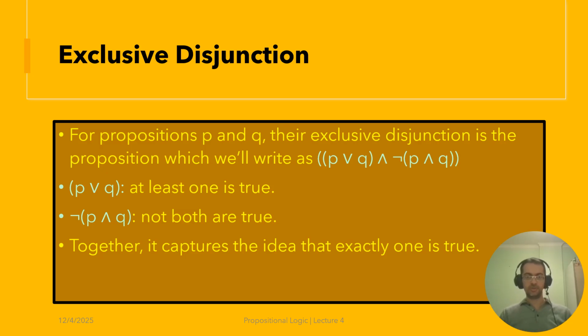For propositions P and Q, the exclusive disjunction is the proposition which we write as P or Q, and it is not the case that P and Q. Here, P or Q means that at least one is true, and it is not the case that P and Q means that not both are true. Together, it captures the idea that exactly one is true.